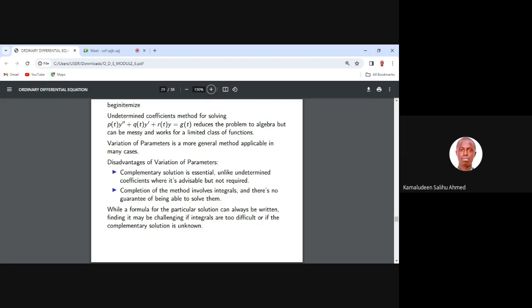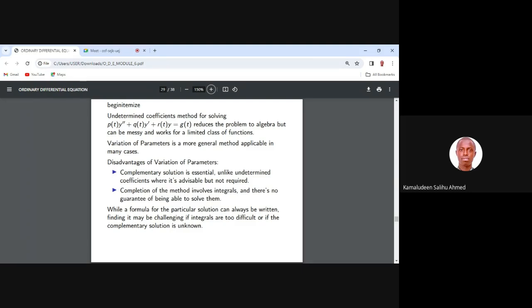You can see we use some partial method to get the values of our a, b, c, and we substitute them back into the expression that we guessed. And it makes it more simple in algebra form. We also say that it is used for a limited class of functions, if you don't have a complex one. So you can think of using the undetermined coefficient.